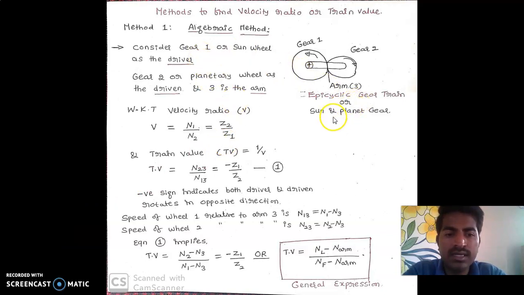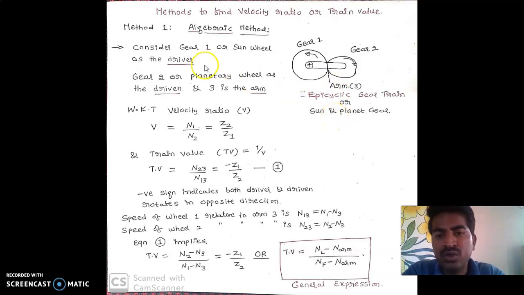It is also called a sun and planet gear train because here gear 2 is revolving around gear 1, and hence gear 1 is treated as the sun gear and gear 2 is treated as a planet. As we have seen in basic science, the planet revolves around the sun and it is also rotating about its own axis. In the same fashion, gear 2, which is treated as a planet gear, revolves around gear 1. Hence, this kind of arrangement is also called a sun and planet gear.